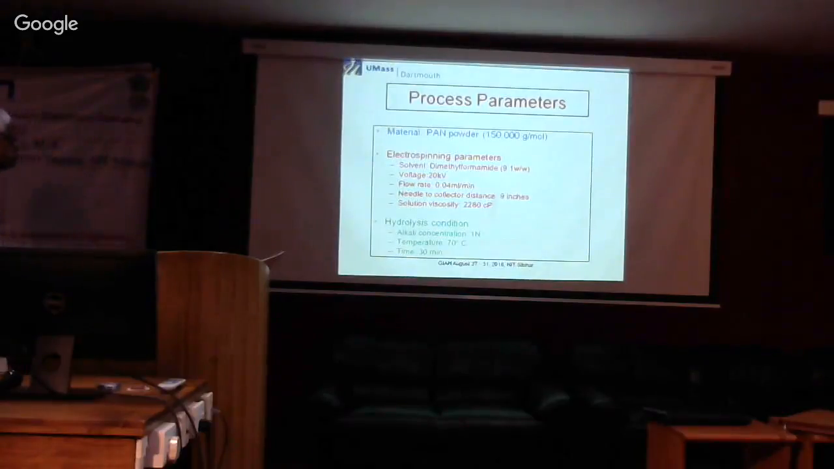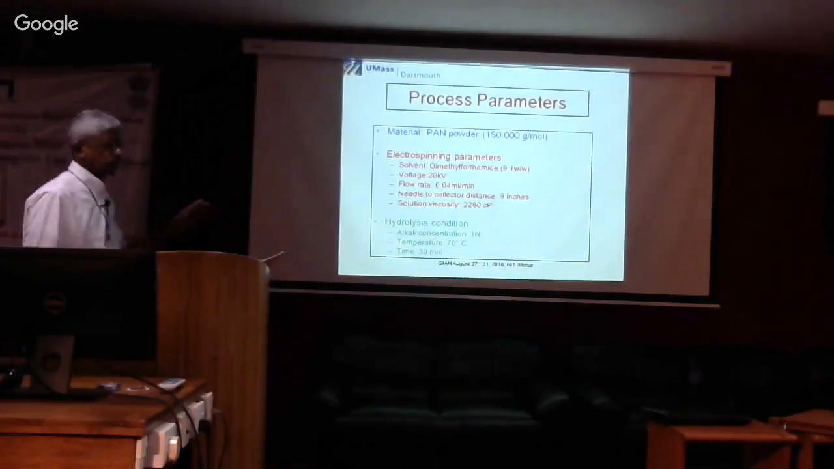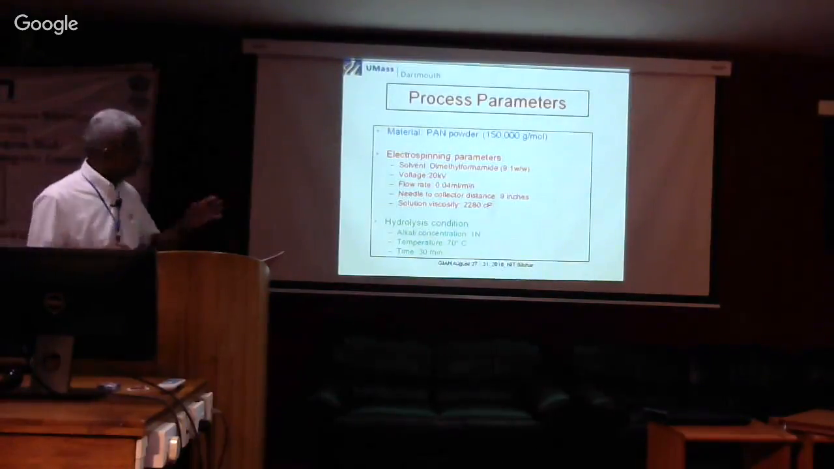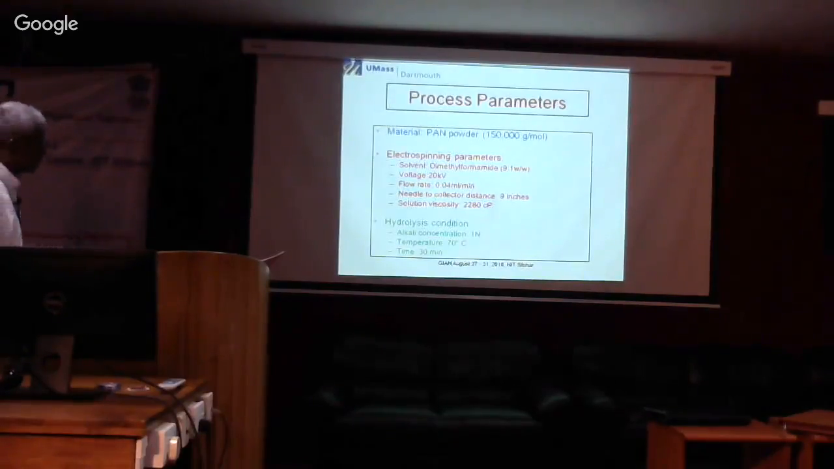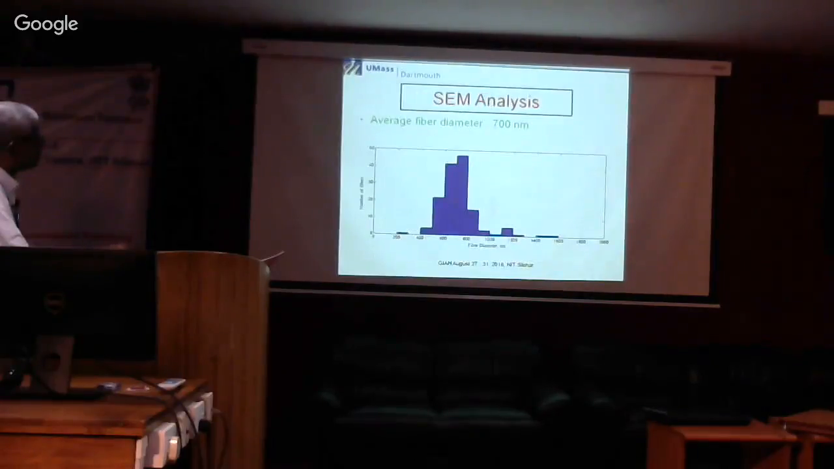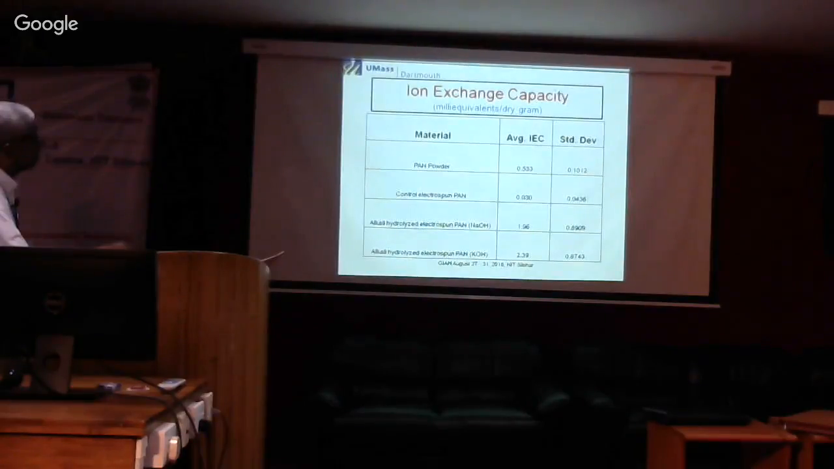So very standard synthesis chemistry. In our case, this work that I'm showing is with 150,000 grams per mole. The earlier work was with 80,000 grams per mole. And as I said, 80,000 worked fine, 150,000 worked fine, 100,000 did not work fine. So it's a lot of these variables. Anyway, our hydrolysis condition was one normal sodium hydroxide or potassium hydroxide at a temperature of 70 for 30 minutes. And we get average fiber diameter of about 700 nanometers.